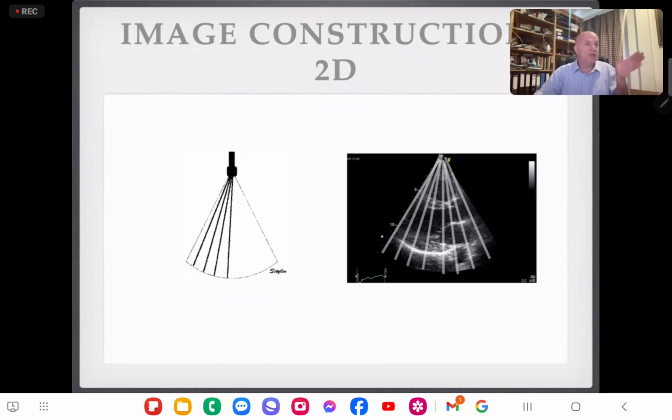And of course, if you do one line 1,000 times a second, and you've got to take 40 lines to make your frame, then you can only make 25 frames in a second, because you can still only take 1,000 lines in a second, can't you? So 25 times 40 is 1,000. So although you can do a frame rate of 1,000 for M mode, your frame rate for grayscale imaging might be 25, because you've got to take so many lines.